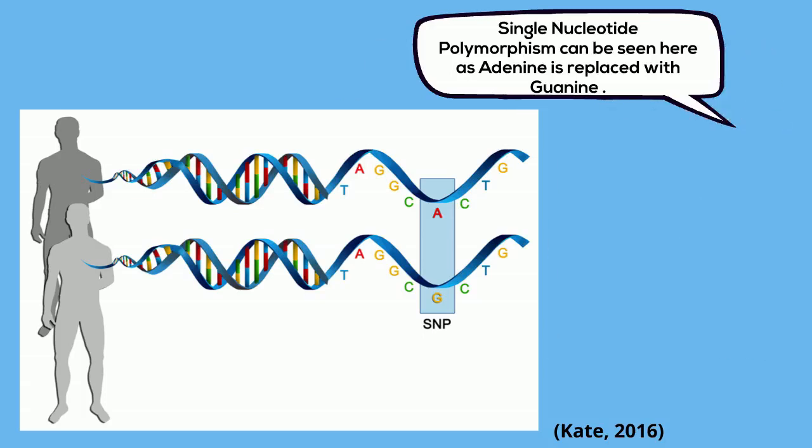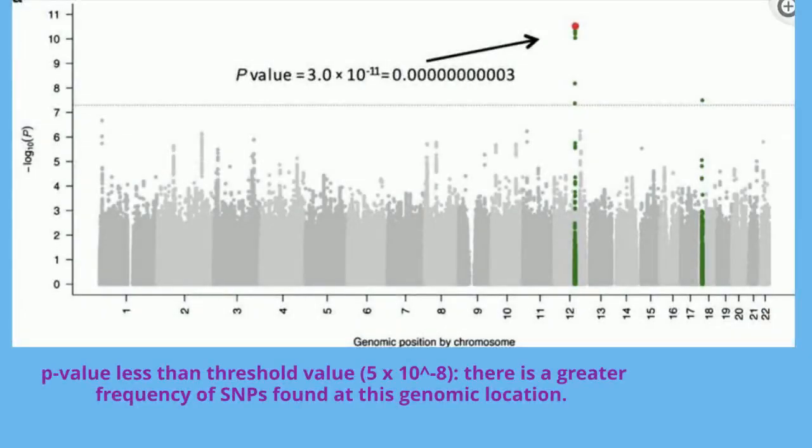Furthermore, researchers can visualize the location of SNPs in the genome through a Manhattan plot. The x-axis in this graph represents the SNP position in the genome, and the y-axis represents the p-value, while each dot is a single nucleotide polymorphism. The p-value is a measure of the association between the SNP and the chromosome position. The threshold p-value is 5 times 10 to the negative power 18, and if the p-value is less than this threshold value, as seen in the graph, or if the SNPs exceed the threshold line, then it can be said that there is a great frequency of SNPs found at this genomic location.